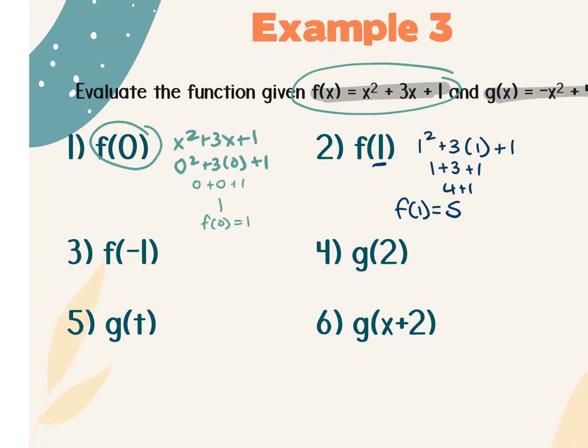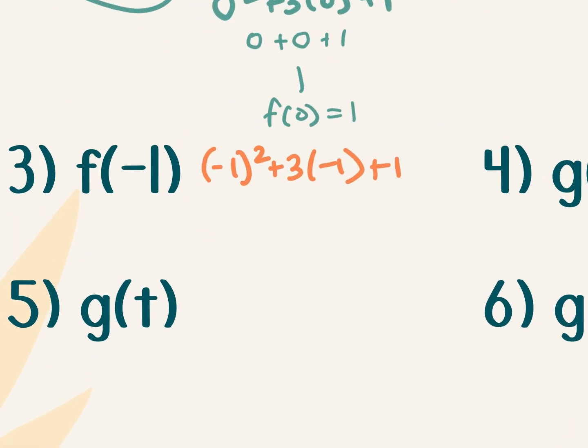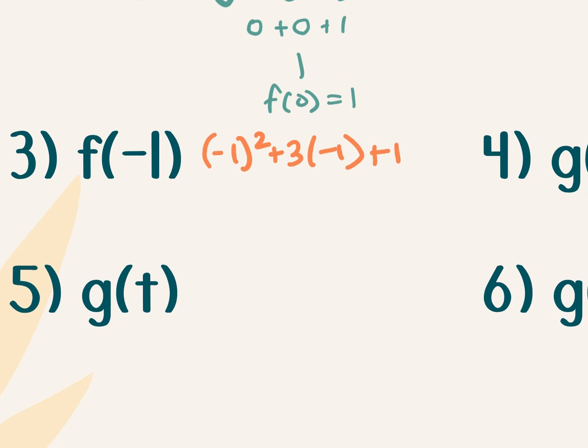Go to 3. 3 is f of negative 1. So again, this time I'm grabbing the f again, and then I'm plugging in the negative 1. So negative 1 goes in parentheses, okay? So be careful there. Because remember, negative 1 squared without the parentheses would be completely different, right? Negative 1 without the parentheses, you would square the 1 and then take the negative. If it's like that, it goes in with the negative. Yeah, so this becomes 1 minus 3 plus 1, negative 2 plus 1, which is negative 1.